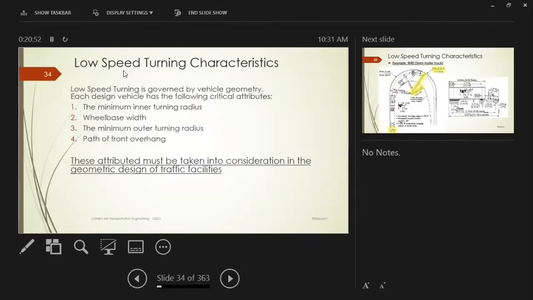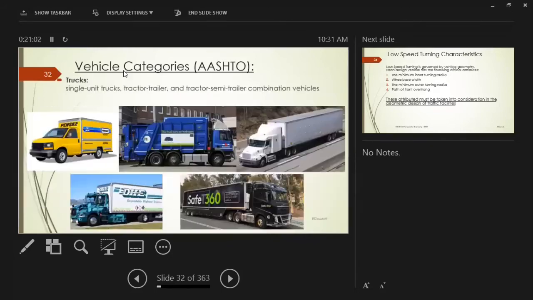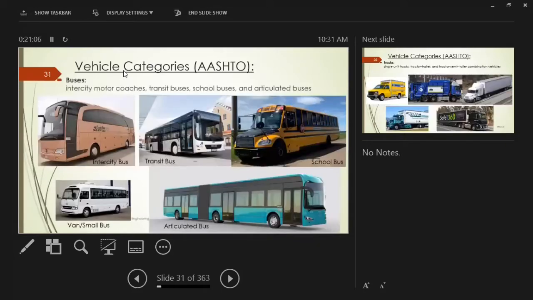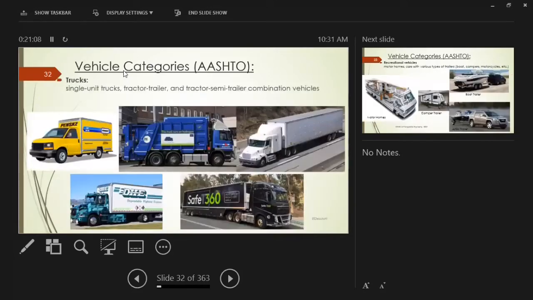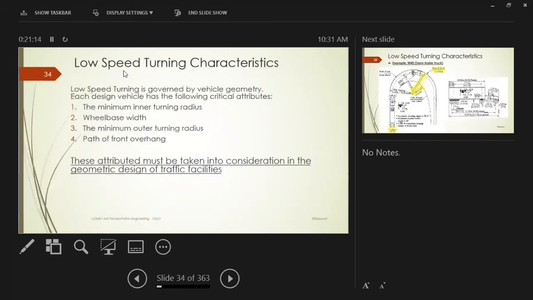So what we discussed before here was basically the AASHTO classification for vehicles. Again, we have passenger cars, buses, trucks, and RVs, recreational vehicles. We move on to the turning characteristics of vehicles. We have two types of turning characteristics.